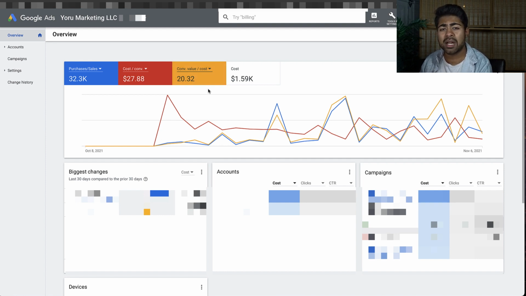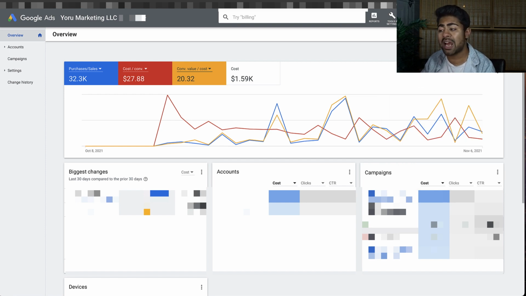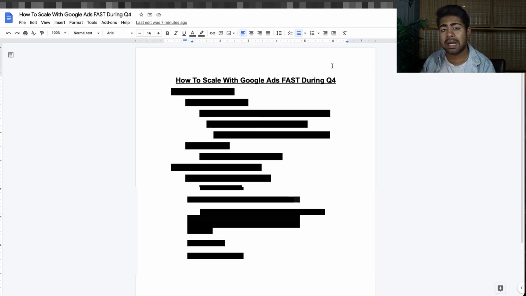This store right here was run mostly on Facebook ads. They only spent about $1,600 so far to get back $32,000 in sales. 20x ROAS. Absolutely insane right here. And in the recent months, it has been going up tremendously simply because of the scaling strategies we have been implementing. So what I want to do now is take you guys over to my Google Doc right here to now start talking about how to scale the right way.